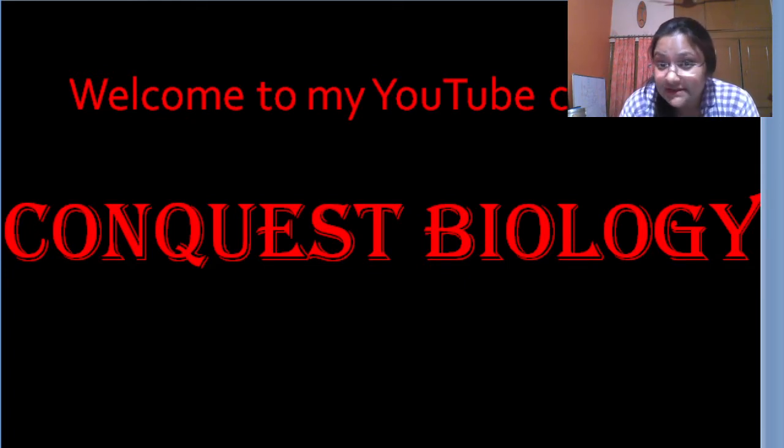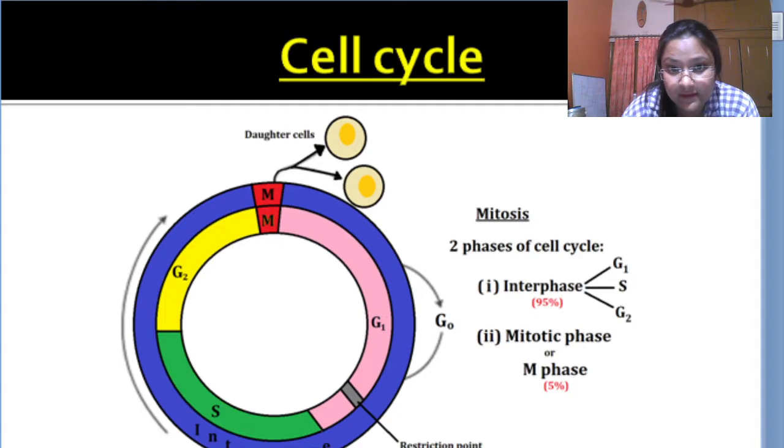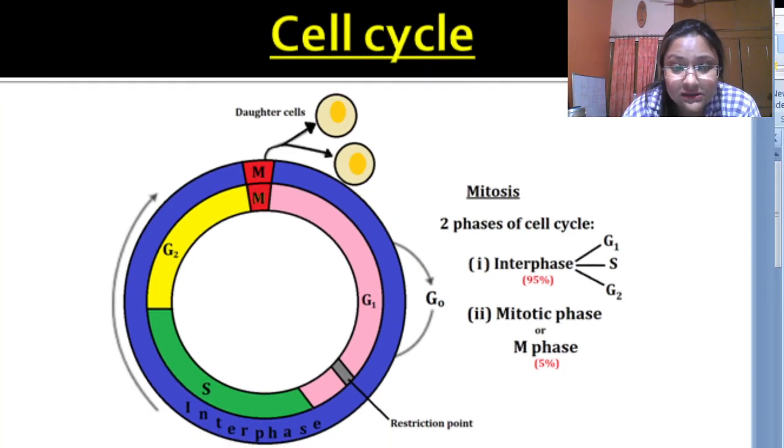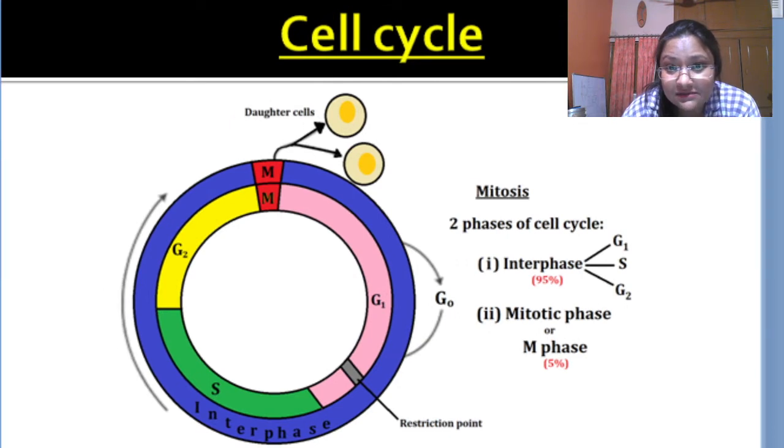So today we will discuss a very important but simple topic of CSIR UGC NET JRF. The topic is cell cycle. We know that cell cycle is meant for creating two daughter cells from a mother cell.